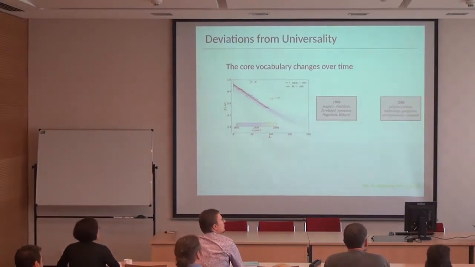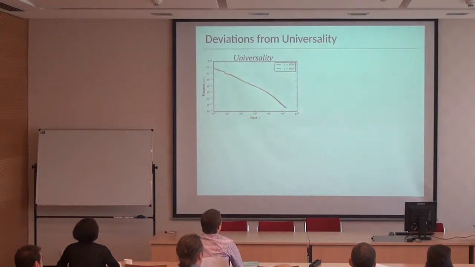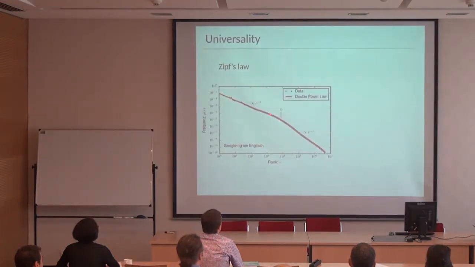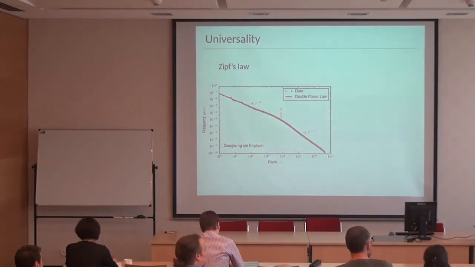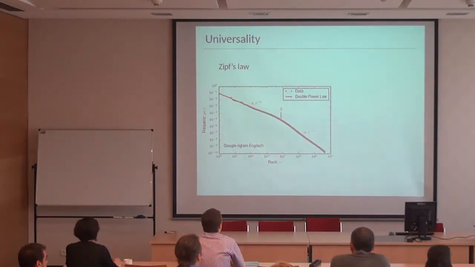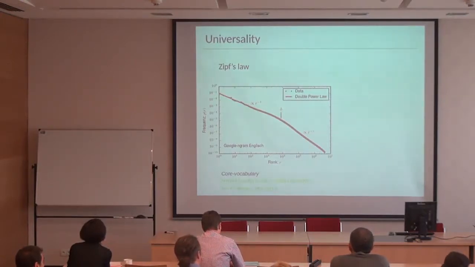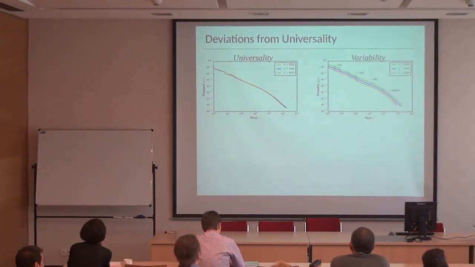How do you define the core vocabulary? The core vocabulary is defined by this model. It is the first approximately 10,000 words from that rank frequency distribution, below the cutoff. Yes. And we showed that the size is more or less constant over time. We just looked at which words are contained in there.